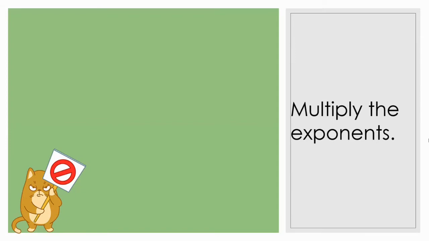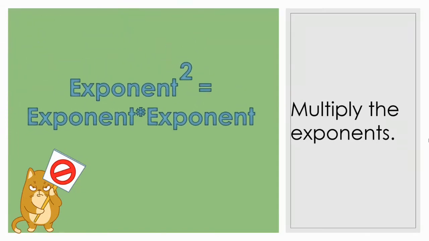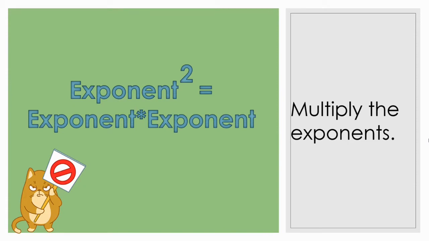Next, you need to multiply through the exponents. Remember, when we have an exponent, it's telling you how many times you need to multiply the base by the base.